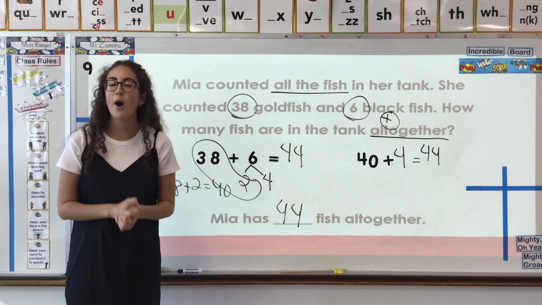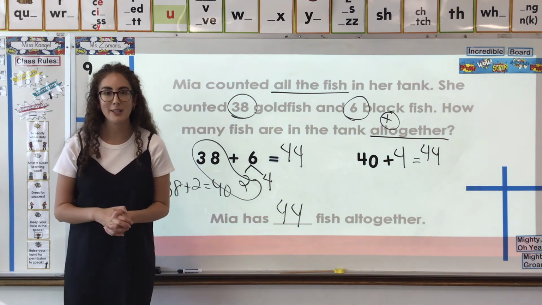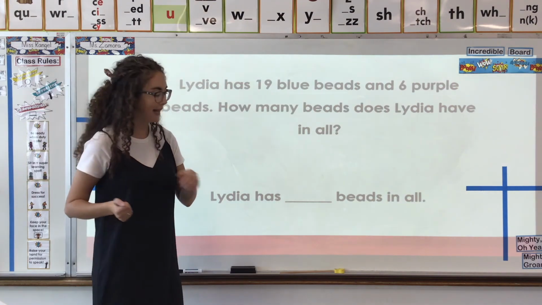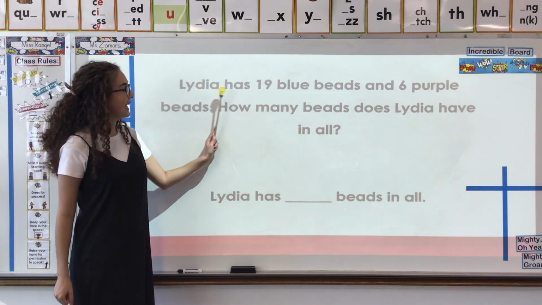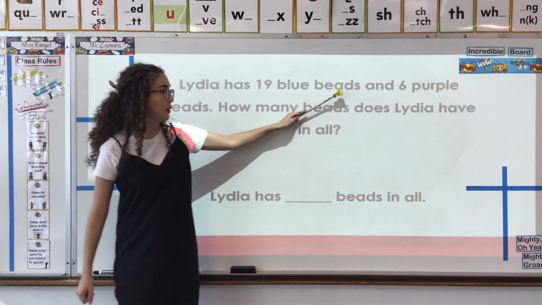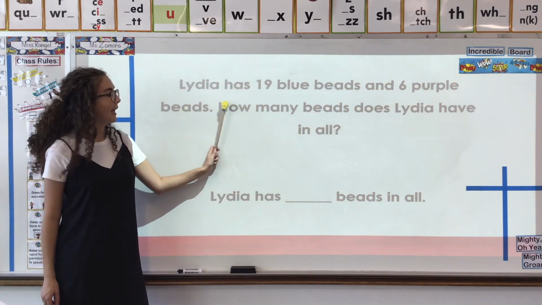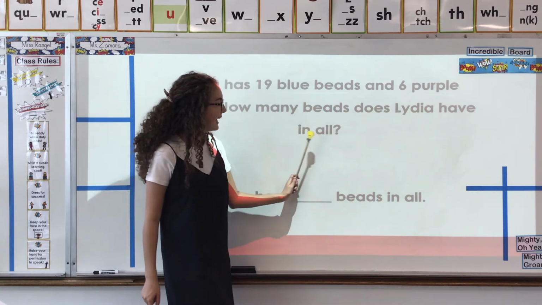So you are going to have the task now to complete a word problem on your own. So let me pull it up and we can take a look. So here is the word problem that you are being tasked with. I'm going to read it for us. It says, Lydia has 19 blue beads and 6 purple beads. How many beads does Lydia have in all?